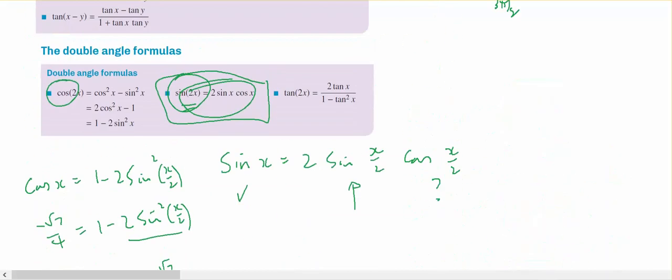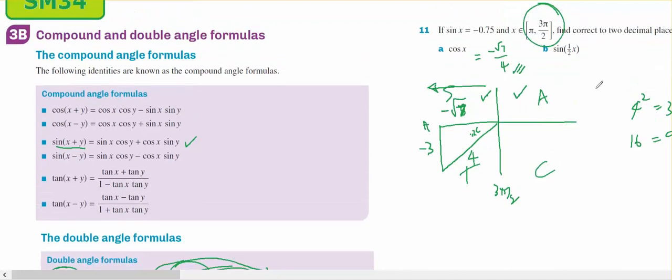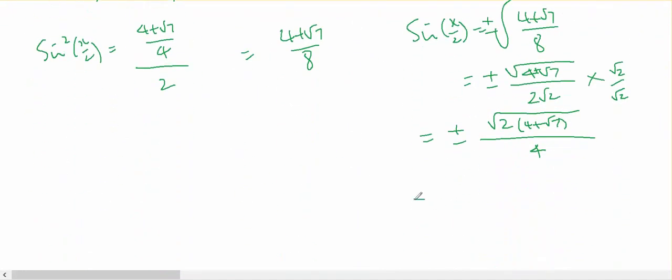And if x is in the third quadrant, x on 2 must be in the first or the second. X on 2 has to be up here in the first or the second. Sine is positive in both of them. So I would take the positive answer, the square root of 2 times 4 plus root 7, all on 4.